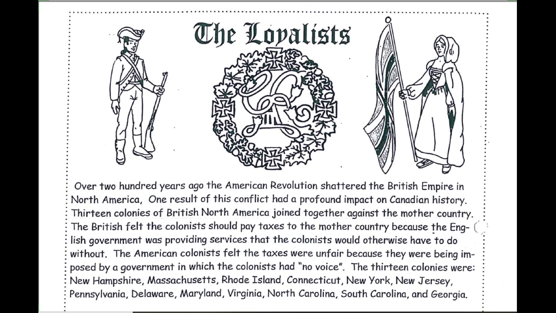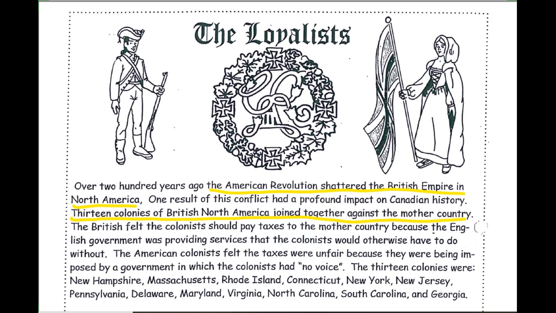Over 200 years ago, the American Revolution shattered the British Empire in North America. One result of this conflict had a profound impact on Canadian history. 13 colonies of British North America joined together against the mother country.